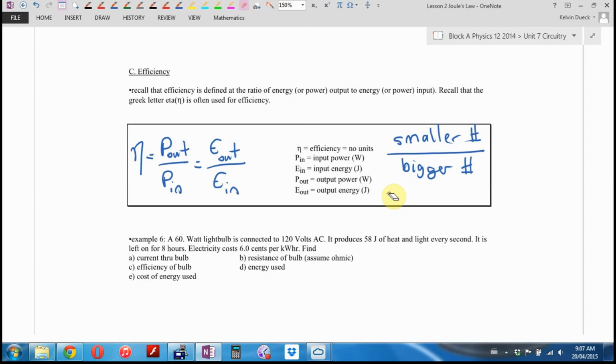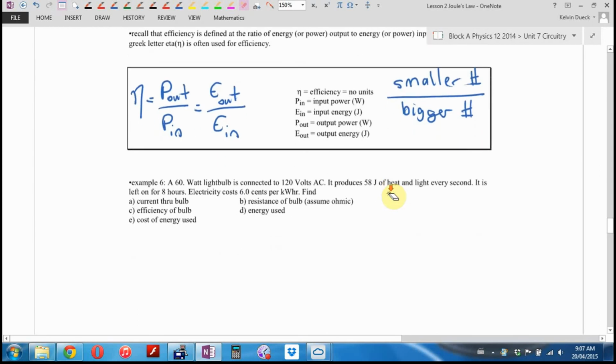Can't be. Oh, the other thing, though, Justice, I'm going to say, make sure your units match. So make sure it's joules over joules or watts over watts, and then times 100% to make it a percentage. A little math aid. You know what? Let's do a question.